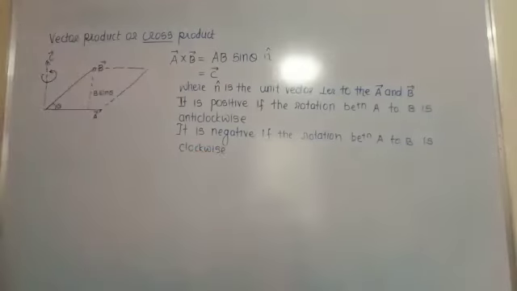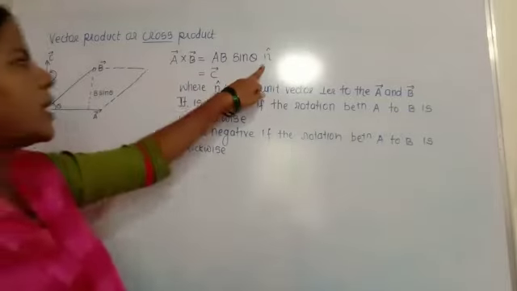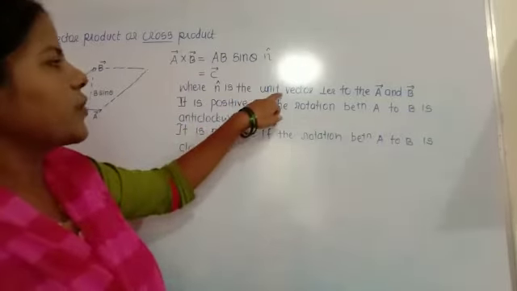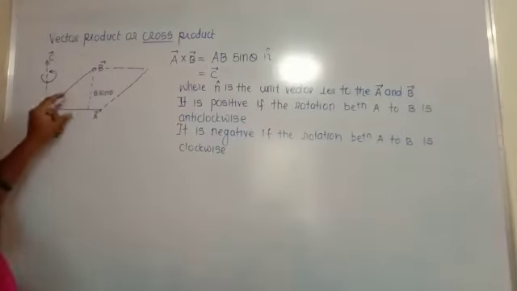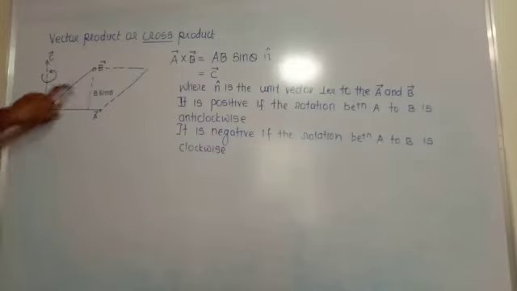Okay. So this is the definition of the vector product of two vectors. That is, vector A cross vector B is equal to AB sin theta N, where N is the unit vector perpendicular to A and B, and this is nothing but the vector C. If we take the cross product of two vectors, we get a third vector. Okay. So there are properties of the vector product of two vectors.